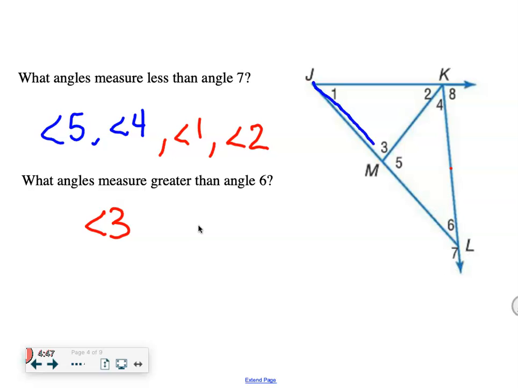Now let's look at the big triangle. Which one's your exterior angle? 8. That was rough. We can do some of those on your assignment together, okay?